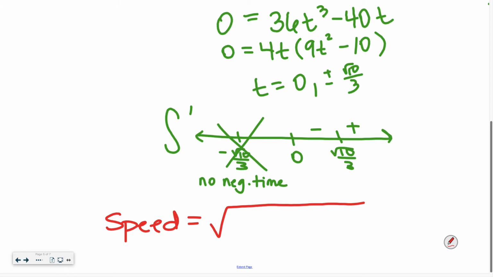Why are we doing speed again? I want the minimum speed. I found the time of the minimum speed. Oh, so can we just plug it back in? Yep. So that's what I'm doing. I'm plugging it back into speed. Is that okay? Okay. Somebody's calculator has to help me.